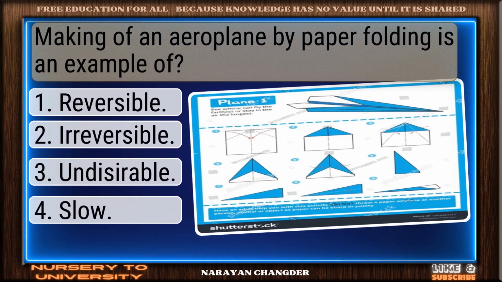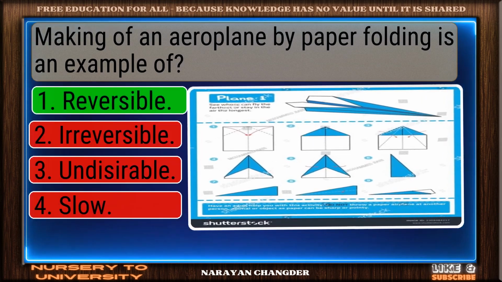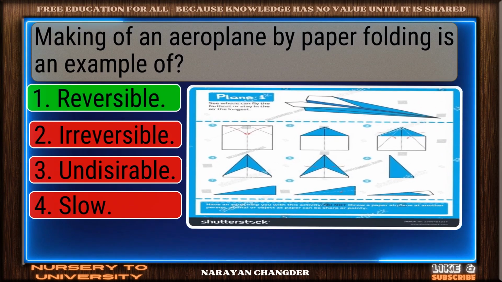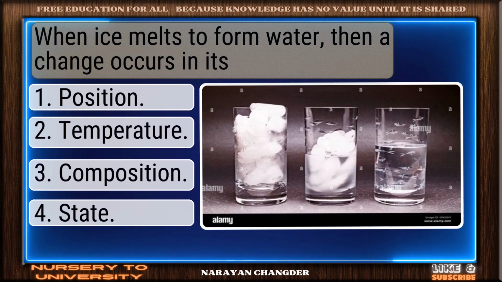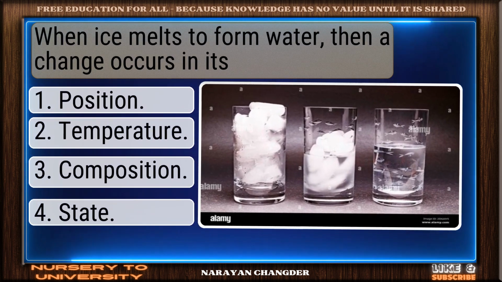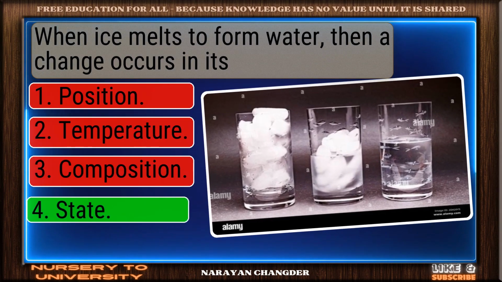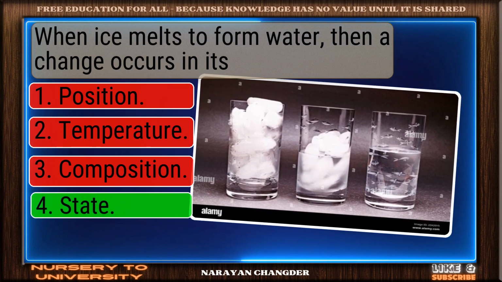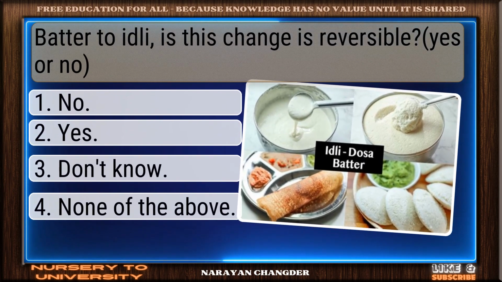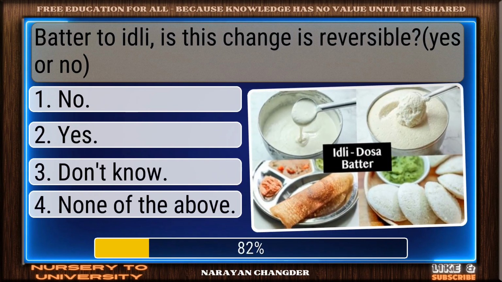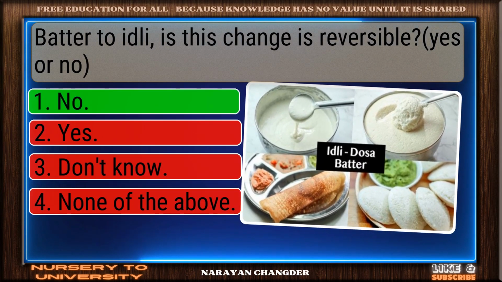Making of an aeroplane by paper folding is an example of. Excellent. Reversible is a brilliant choice. When ice melts to form water, then a change occurs in its. Smart move. State is an accurate answer. Batter to idli. Is this change reversible? Excellent choice. No is the right answer.